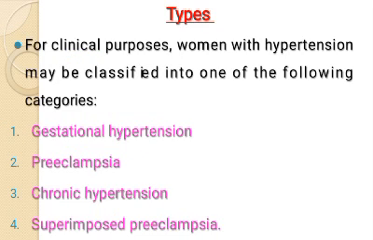Types. For clinical purposes, women with hypertension may be classified into one of the following categories. These are: 1st, gestational hypertension; 2nd, preeclampsia; 3rd, chronic hypertension; 4th, superimposed preeclampsia; 5th, eclampsia.